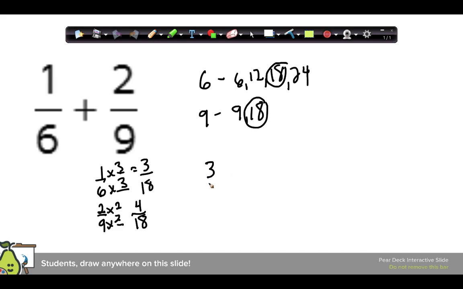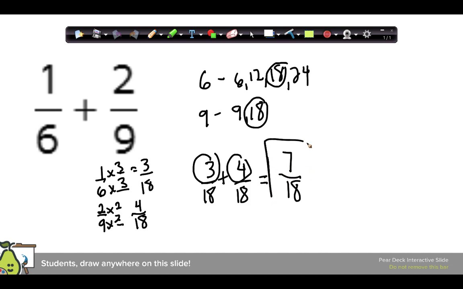So we'll add 3/18 plus 4/18. And the answer is going to be in 18ths because that's the size. And we're going to add just 3 plus the 4 to get 7. So 7/18 is the answer on that one.